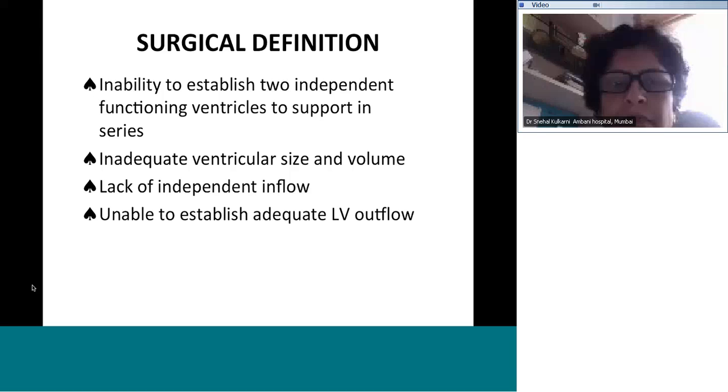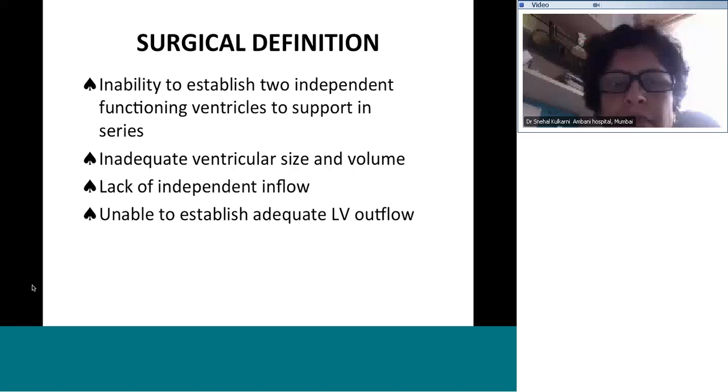And there can be multiple variants when we are not able to establish two functioning ventricles. I'll give you examples. One is inadequate ventricular size and ventricular volume, which is very obvious in patients with hypoplasia of either of the ventricles, either the right ventricle or the left ventricle.